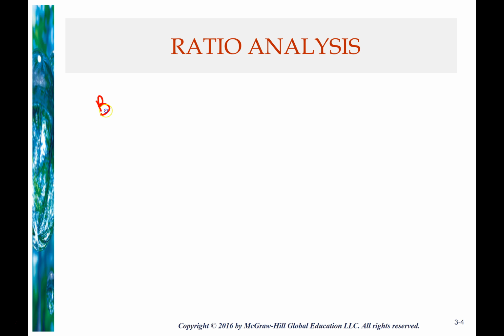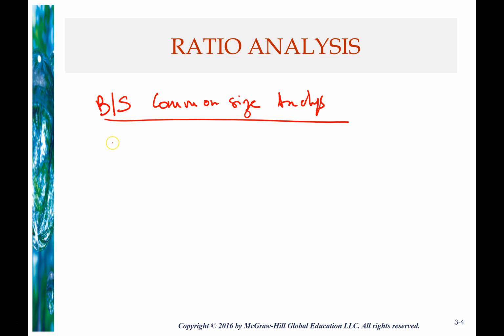Okay, so on your balance sheet, common size analysis, you will express all accounts as a percentage of total asset, right? Your cash will be expressed as a percentage of total asset. So it is cash over total asset that will give you the cash percentage of total asset. And every single line item on your balance sheet will be expressed as a percentage of total asset.